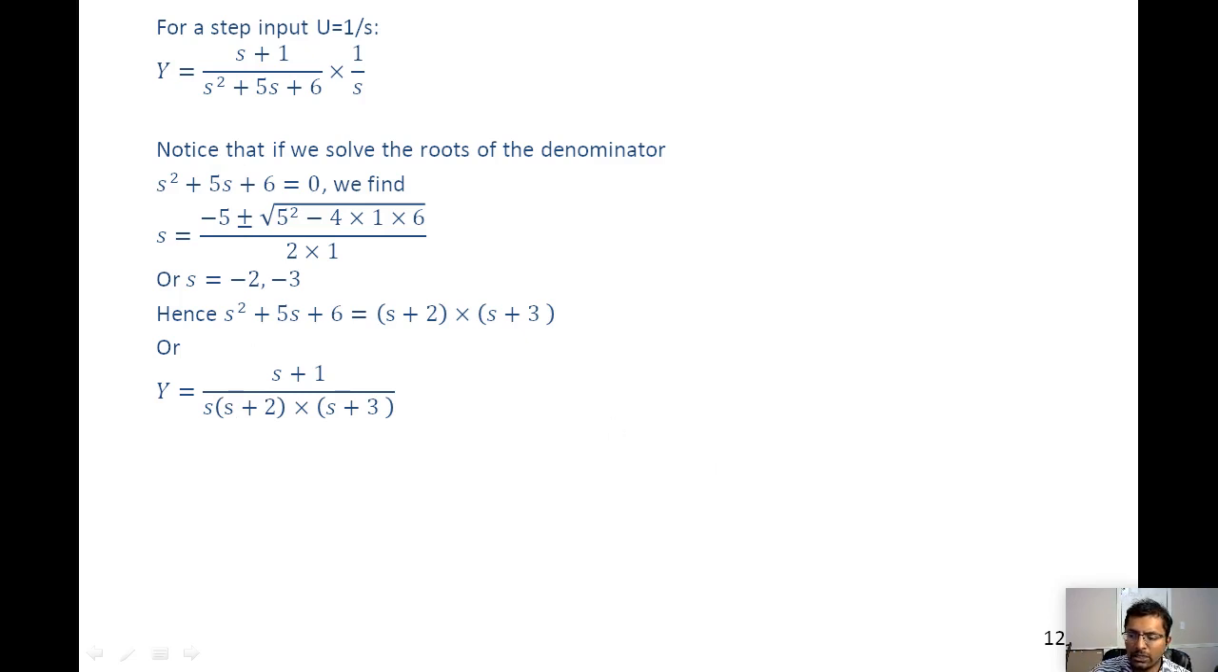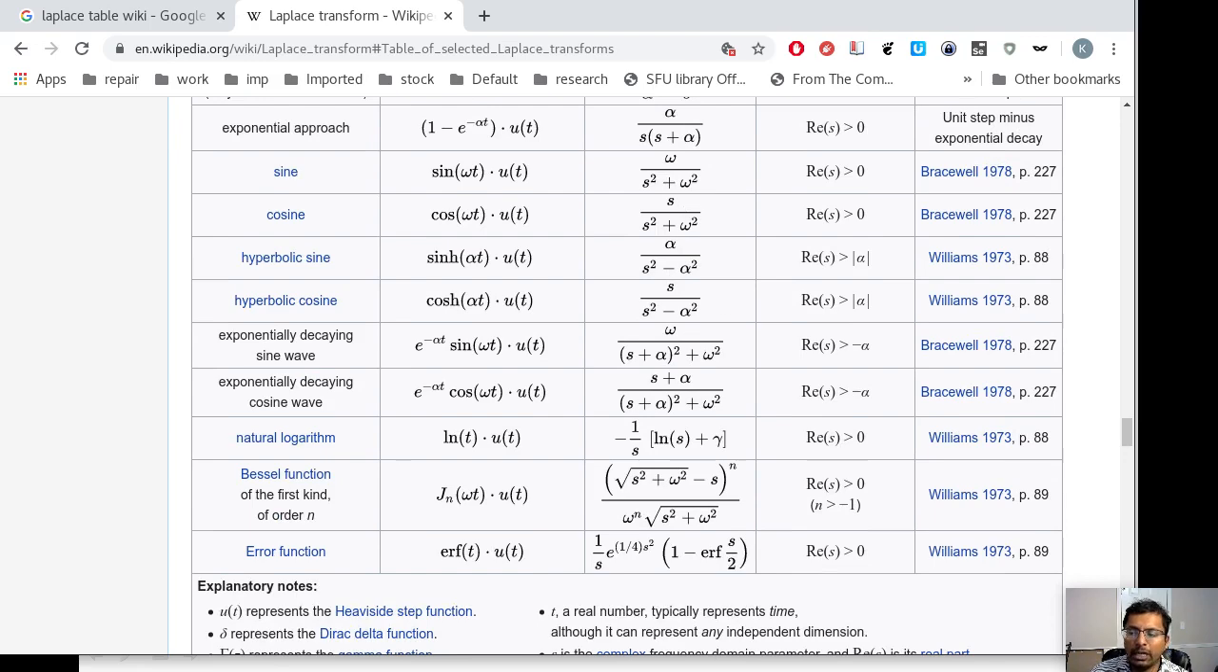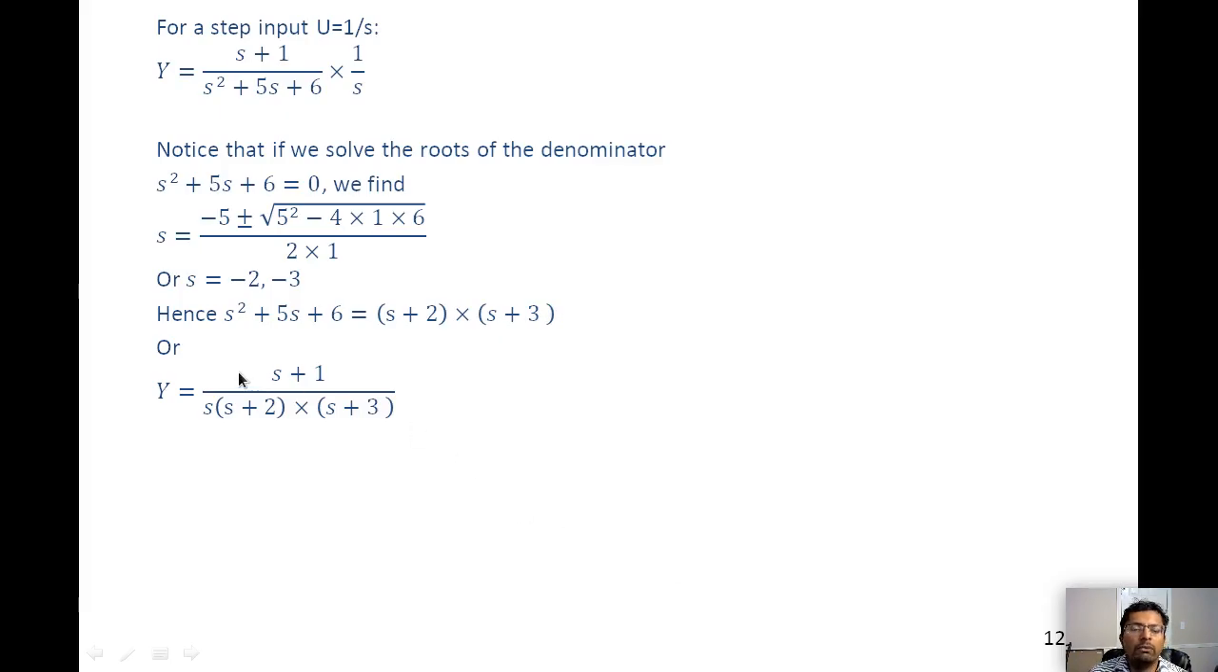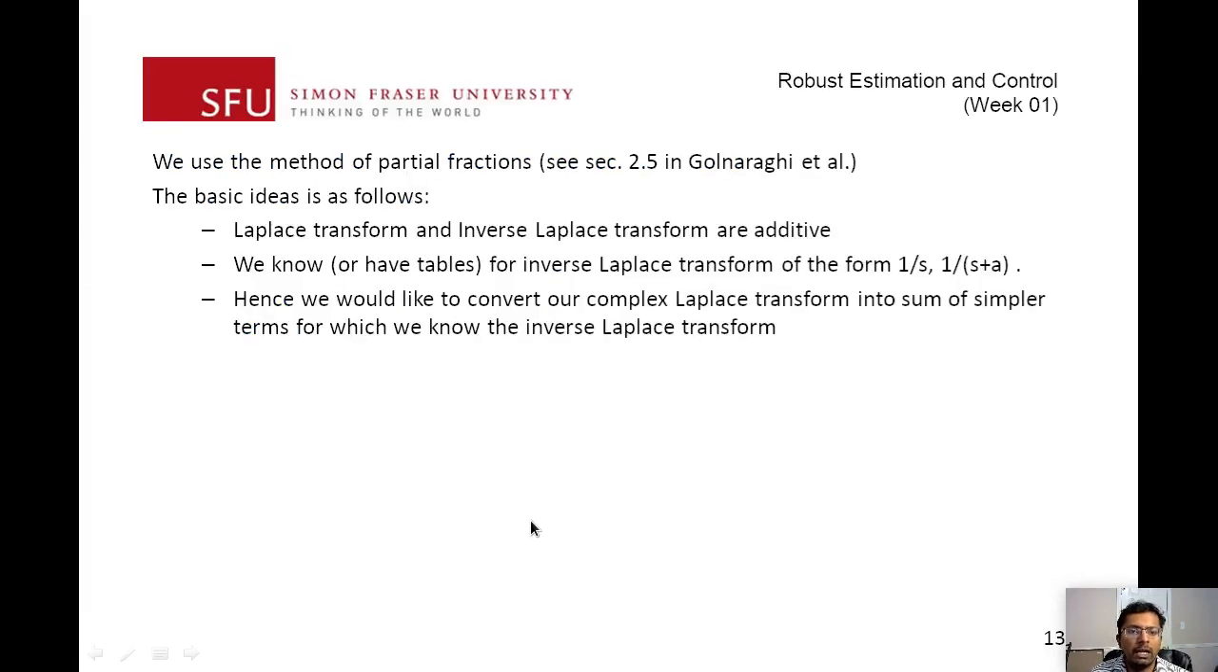This again doesn't solve it, because the Laplace table doesn't really have multiplications either. So the next thing is we need to figure out how to convert this into a sum of Laplace terms, which we know how to solve. This is where the method of partial fractions comes in. For more details, you can look at section 2.5 in Dr. Goldenberg's book. The basic idea is that Laplace and inverse Laplace transforms are additive. We have Laplace transforms for simple terms like 1 over s, 1 over s plus a, and so on. Hence we'll convert our complicated fraction into a sum of simpler terms.